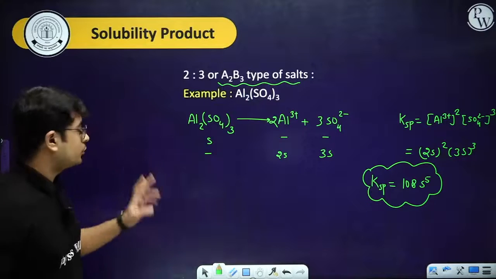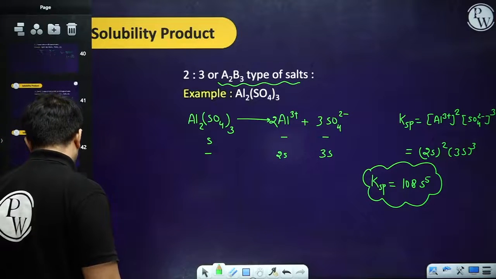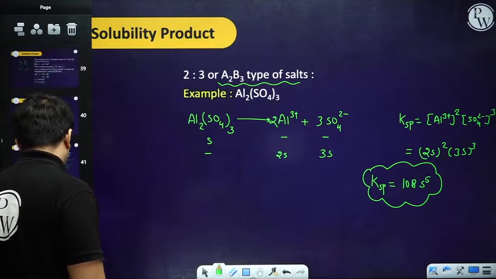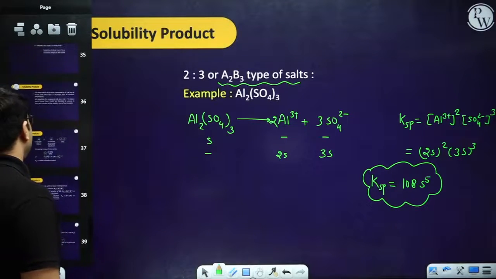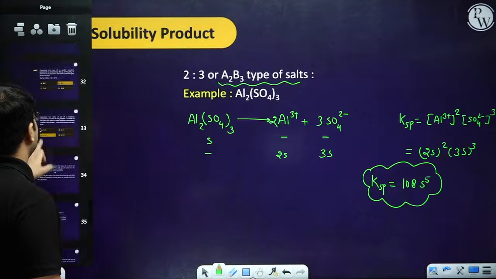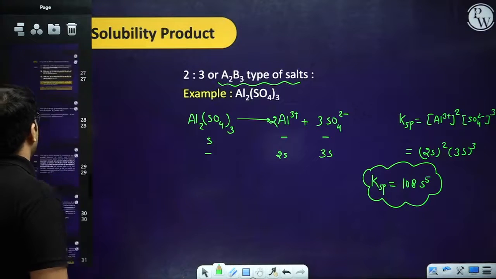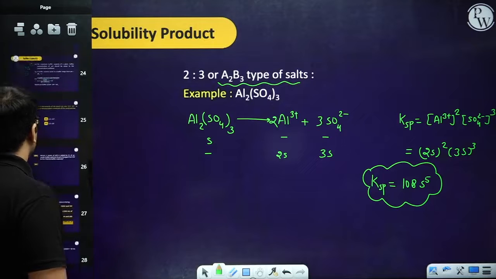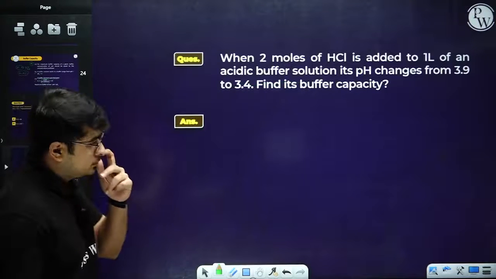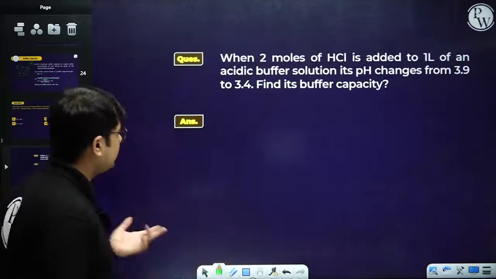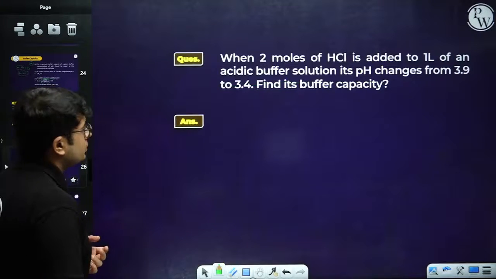I hope this entire portion is clear. So this is all about the calculation of Ksp in various cases. We have discussed how to deal with the calculation related to Ksp. Okay, now let's try to decode one or two questions related to the buffer part also. Meanwhile, we can solve certain questions.